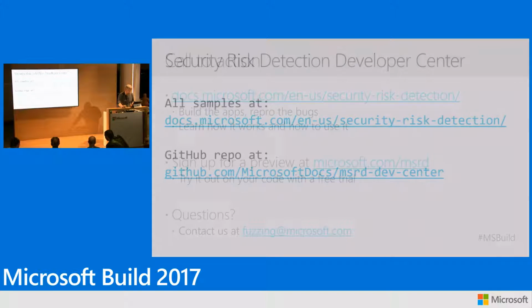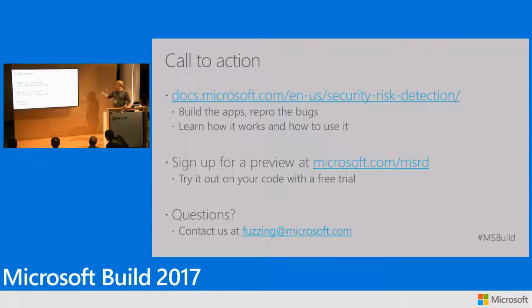So what can you do? Take a look at the documentation. Download the apps, repro these bugs. Each one explains exactly what the problem was, how we caused the bug to happen, how we fixed it, and how it was found by the fuzzer. It's actually very interesting to learn how a fuzzer works and how it manipulates data in order to cause these sorts of crashes.